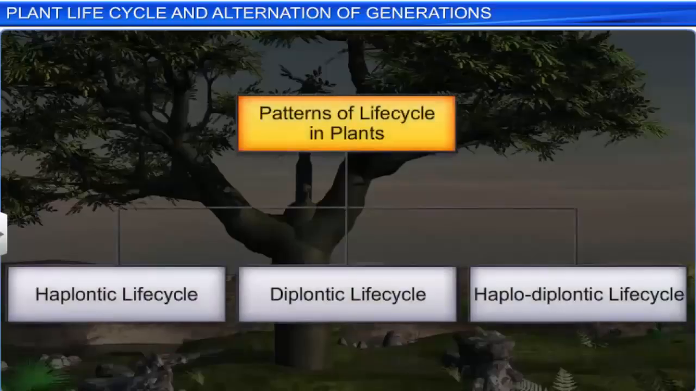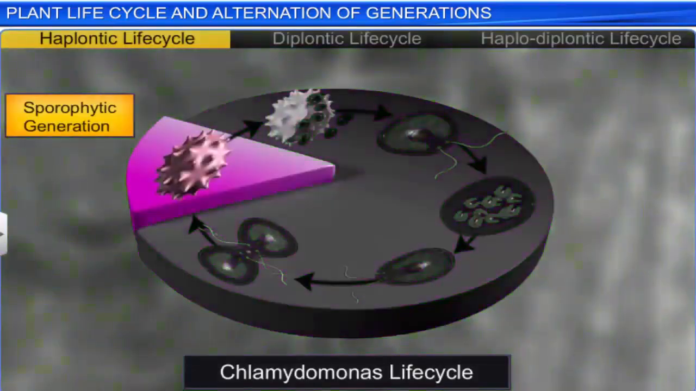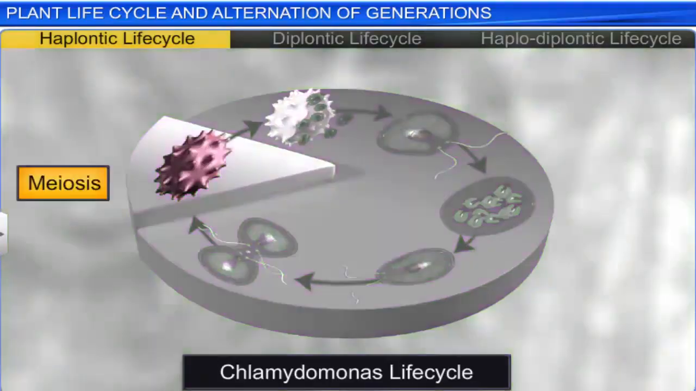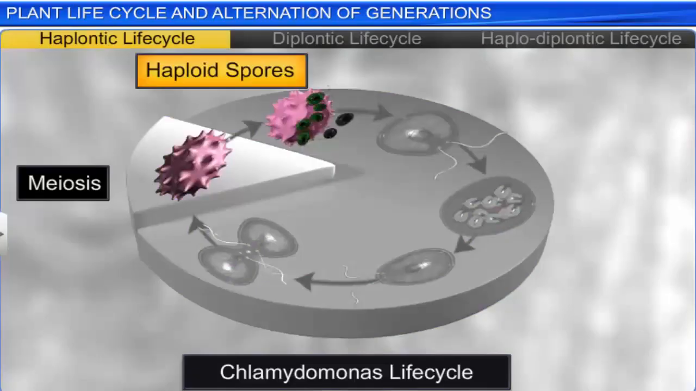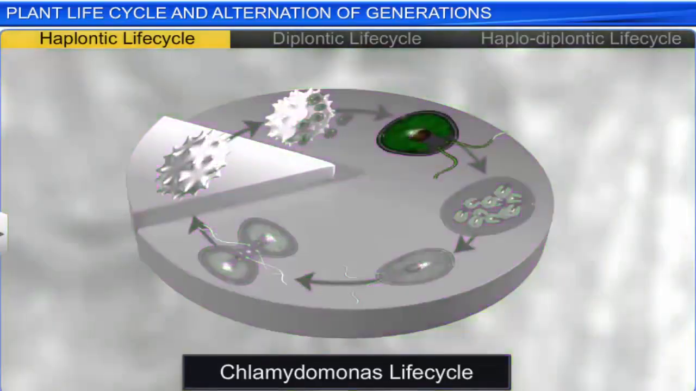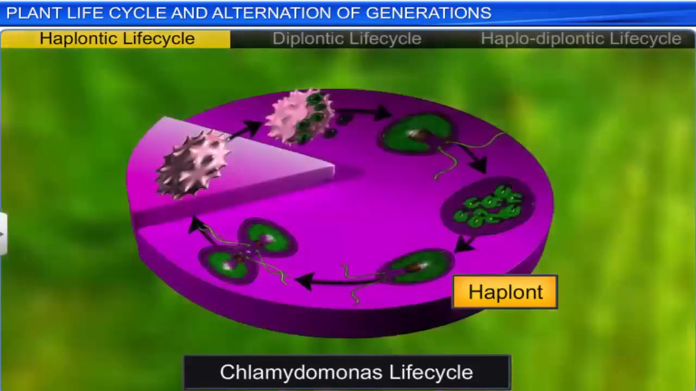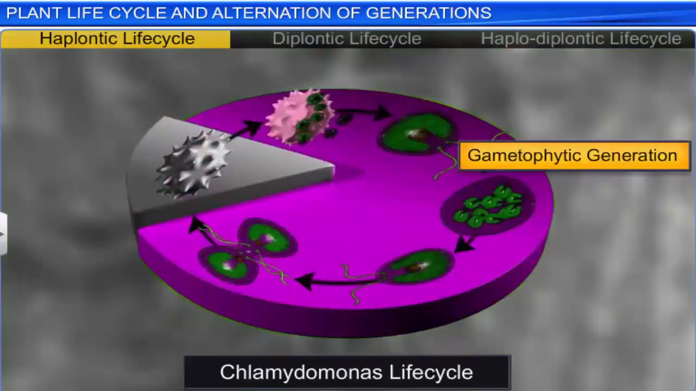This difference gives rise to three patterns of life cycle in plants: the haplontic life cycle, diplontic life cycle, and haplodiplontic life cycle. In the haplontic life cycle, observed in algae such as Chlamydomonas, Spirogyra, and Volvox, the sporophytic generation is represented by a single-celled diploid zygote, and there are no free-living sporophytes. This zygote undergoes meiosis to form haploid spores, which divide mitotically to produce a free-living gametophyte. Since mitosis occurs only in the haploid phase, the resulting gametophytes are also called haplons, and the life cycle is called the haplontic life cycle, wherein the gametophytic generation is the dominant phase.